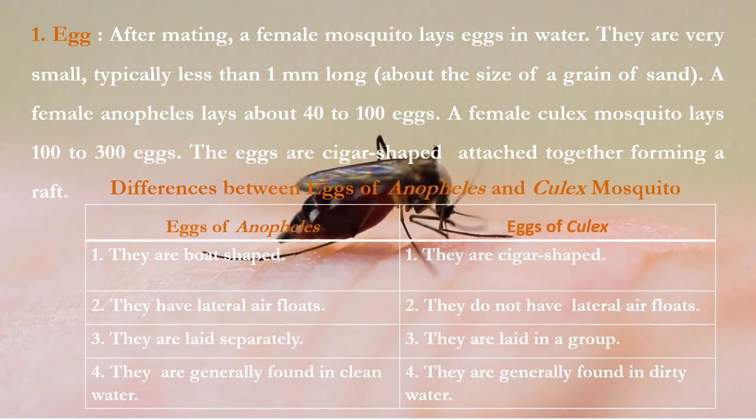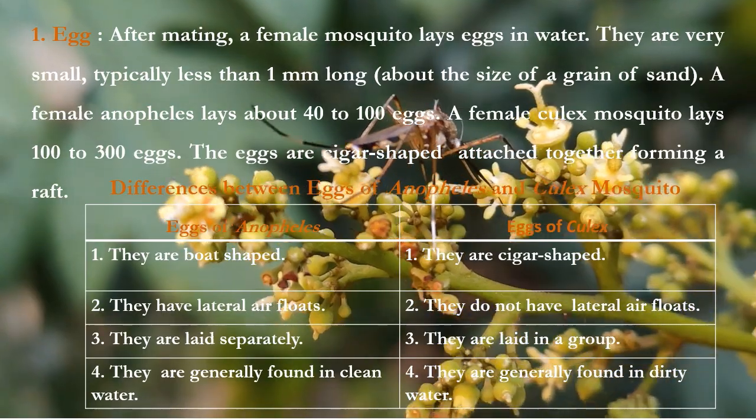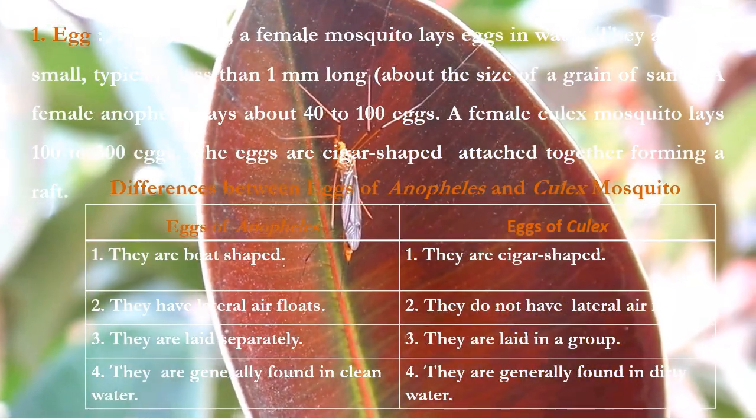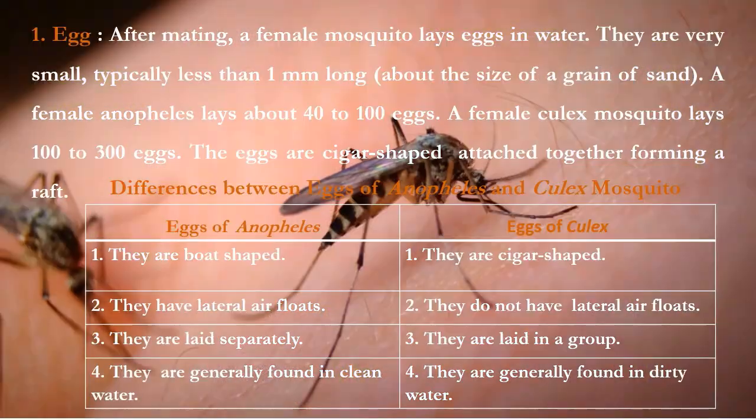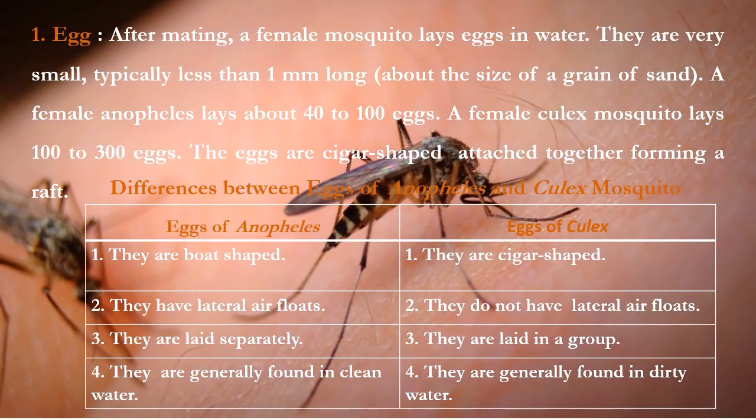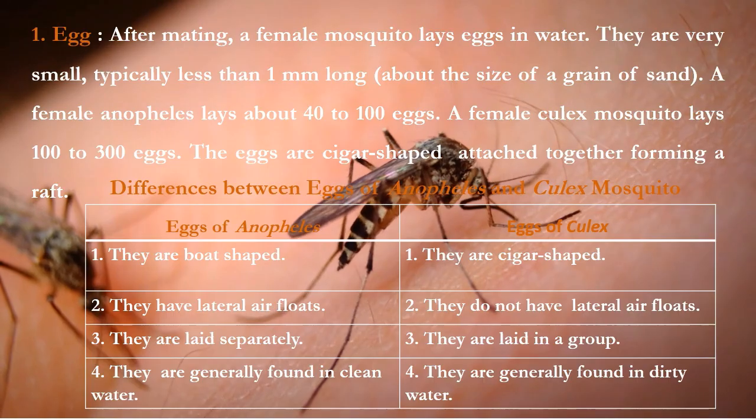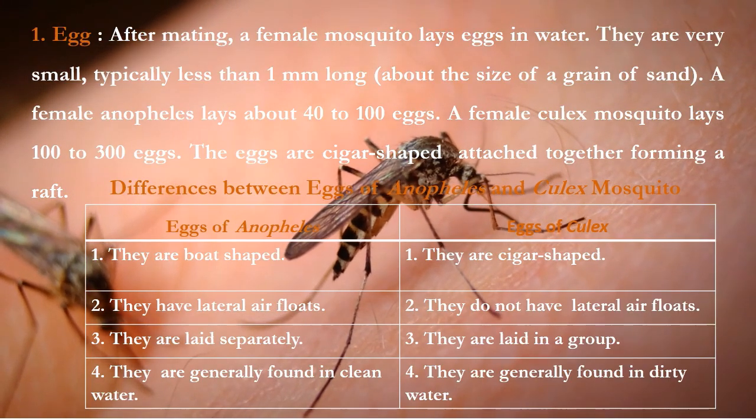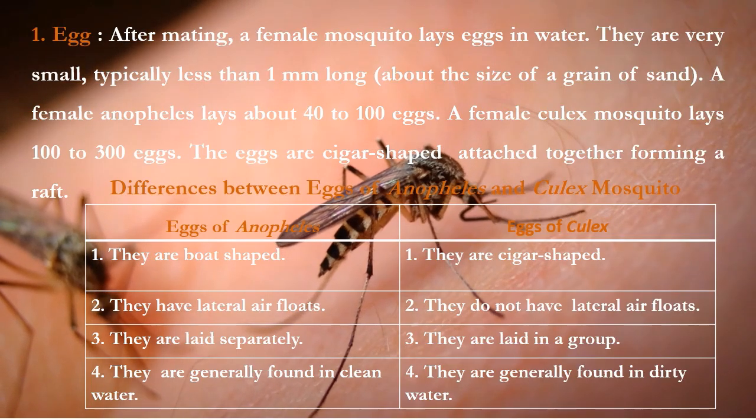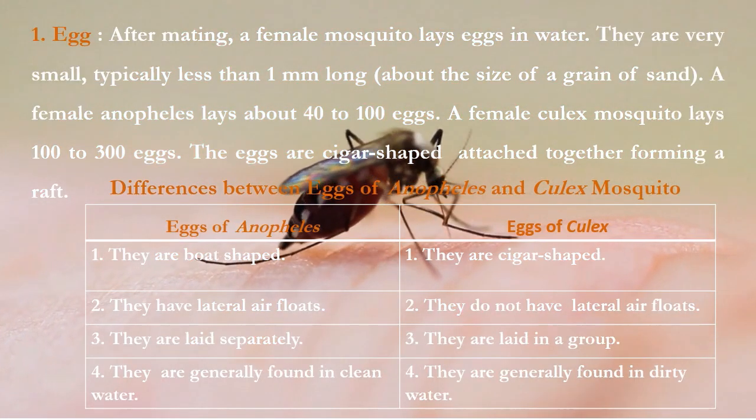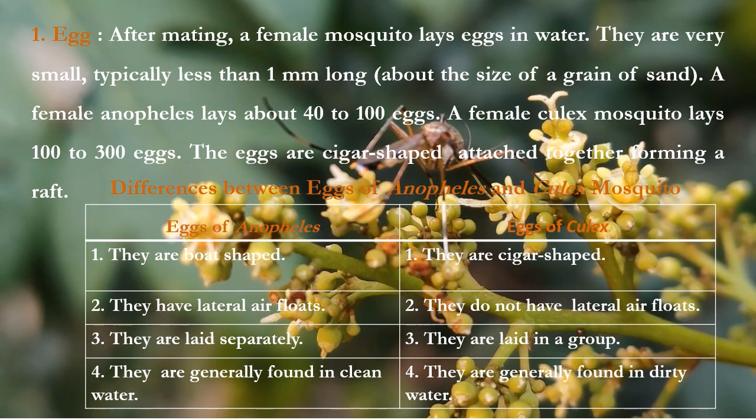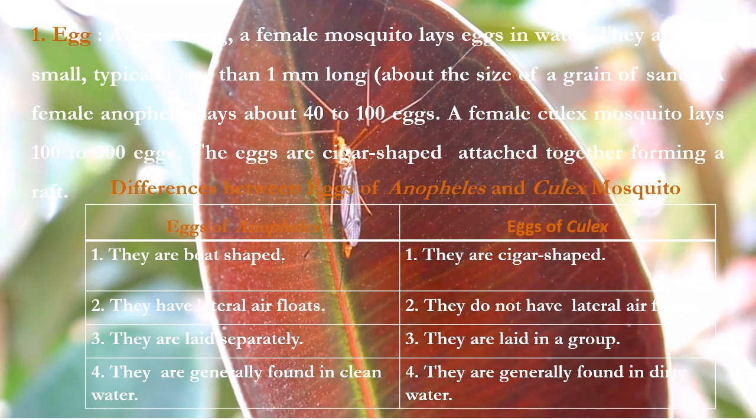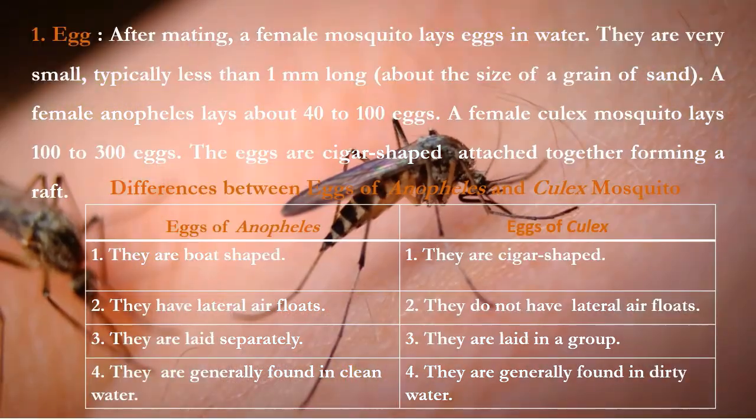There are the following differences between eggs of Anopheles and Culex mosquitoes. The eggs of Anopheles mosquitoes are boat-shaped, whereas the eggs of Culex mosquitoes are cigar-shaped. The eggs of Anopheles mosquitoes have lateral air floats, whereas the eggs of Culex mosquitoes do not have lateral air floats. Eggs of Anopheles mosquitoes are laid separately, whereas the eggs of Culex mosquitoes are laid in a group. The eggs of Anopheles mosquitoes are generally found in clean water, whereas the eggs of Culex mosquitoes are generally found in dirty water.